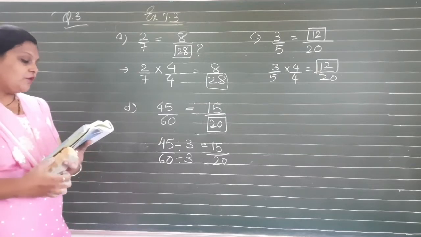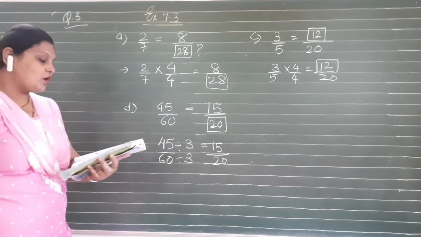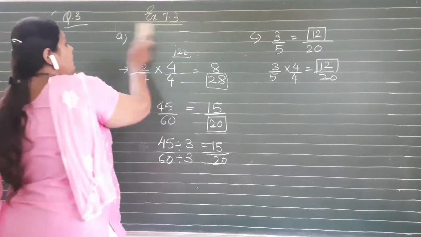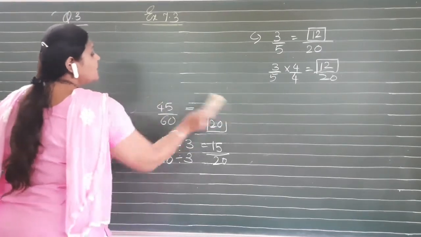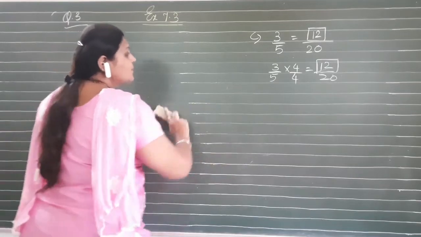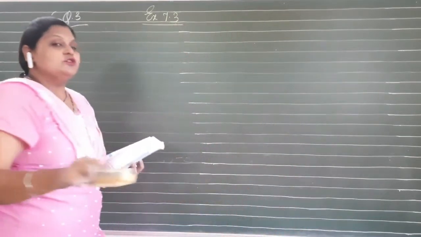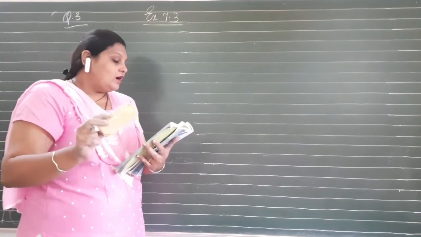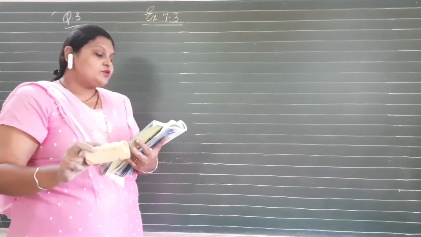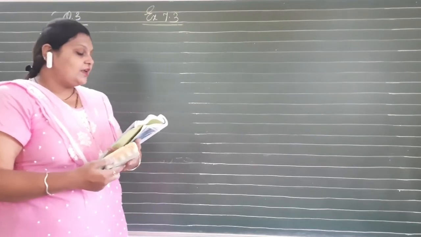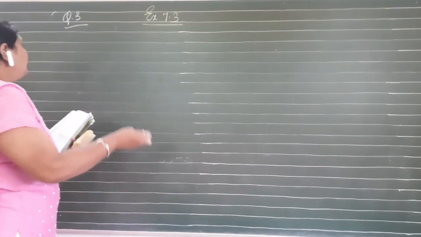Question number 4. Find the equivalent fraction of 3 upon 5. Now here you are given one fraction, that is 3 upon 5, and you are told that the numerator or denominator should be whatever number is given. So first, denominator should be 20.